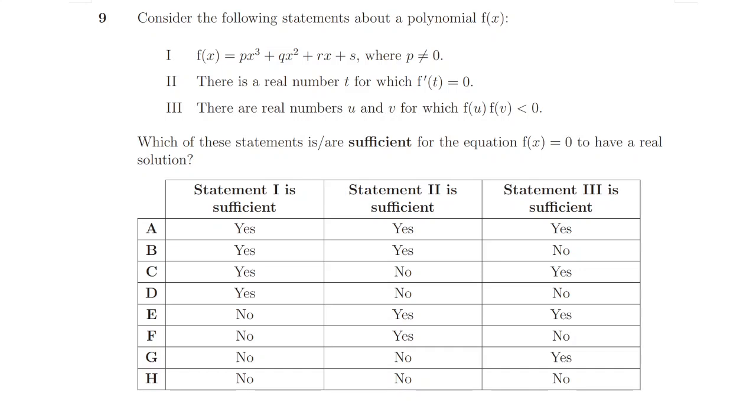All right, question 9. Consider the following statements about a polynomial f(x). Again, same as the last question. All right, polynomial importance, okay, because it means continuity. So let's look at the three options. Okay, let's actually read the question before looking at the options. I don't know why the options came before the question.